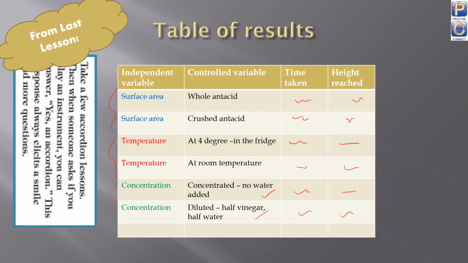And what we should see is that the reaction works better in certain circumstances. The crushed tablet is going to have a higher surface area, so the time taken should be reduced. The height reached should be a lot bigger than the other one. At room temperature, there's more energy in there because it's warmer, so you should have a higher height here than in the fridge version. And in the concentration, this first one here is going to have more vinegar to react, so it should reach a higher height than the second one. That's essentially the summary of what should have happened.